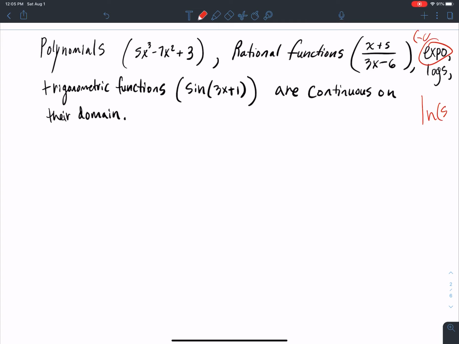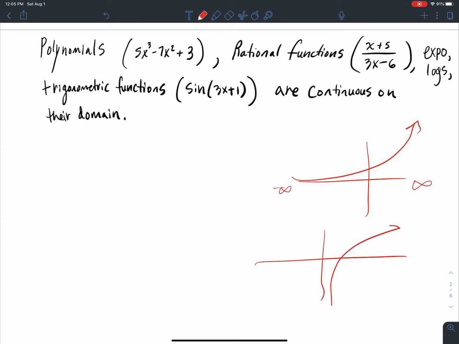Exponentials are defined from negative infinity to infinity. Think about what an exponential looks like, kind of like this. So that's from negative infinity to infinity, right? Logarithms are the inverse function, so they look like that. Typically logarithms are defined for x greater than 0, from 0 to infinity. Okay, so those are logarithms.